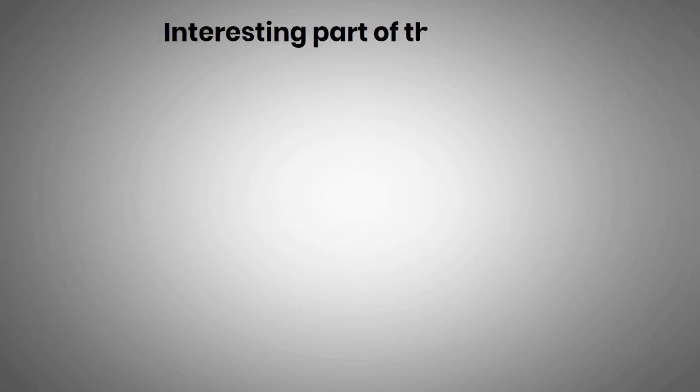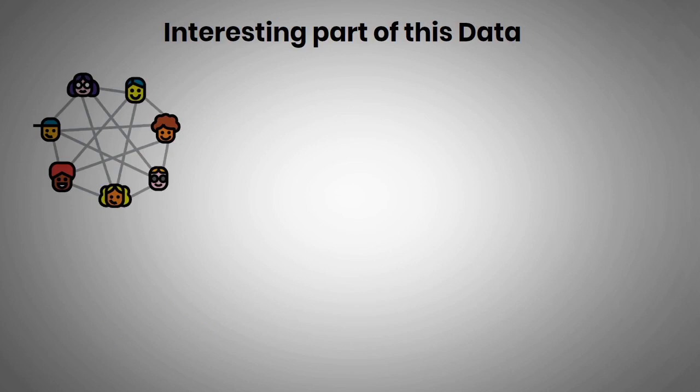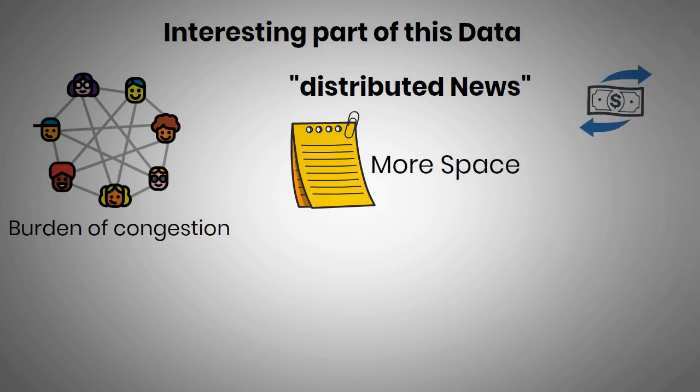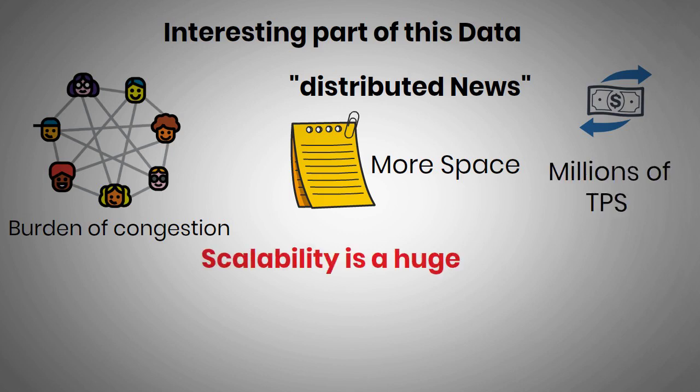The interesting part of this data structure is that the network does not experience the burden of congestion common on a traditional blockchain. This distributed nature of the locations that store data relieves the network and gives it more space for scalability. As such, transactions over this network can easily attain millions of TPS. Scalability is a huge problem that is dogging both the public and the private blockchain platforms.